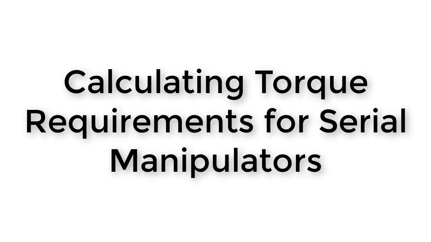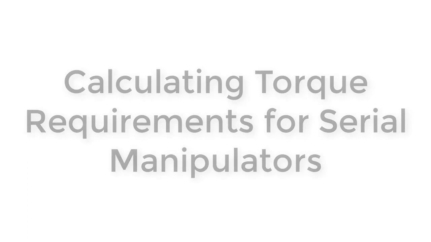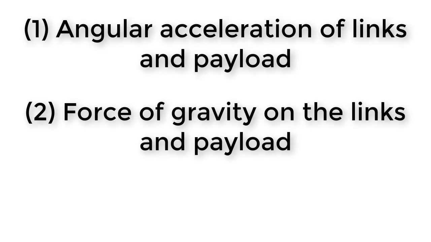In this video, we're going to look at selecting motors based on torque and speed needs for the joints in a serial manipulator. Today, we will account for only two factors in calculating the torque requirements. First, angular acceleration of the links. Second, gravity on the robot payload and on the links themselves.